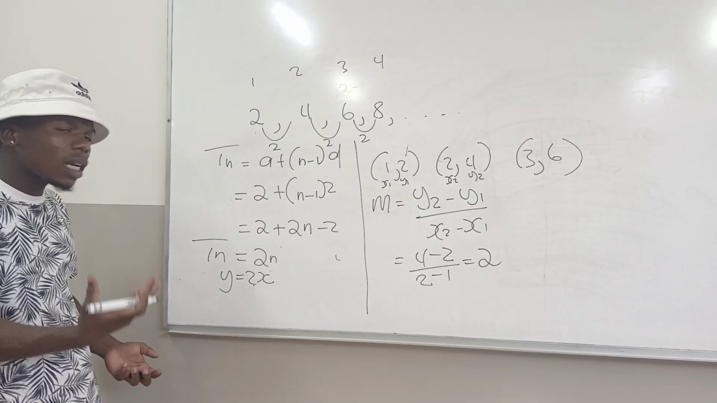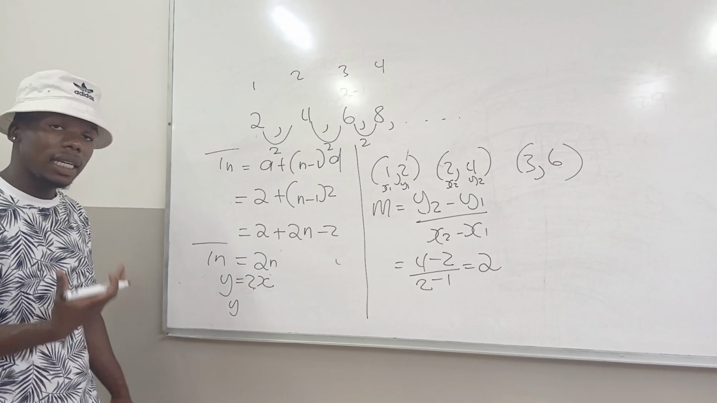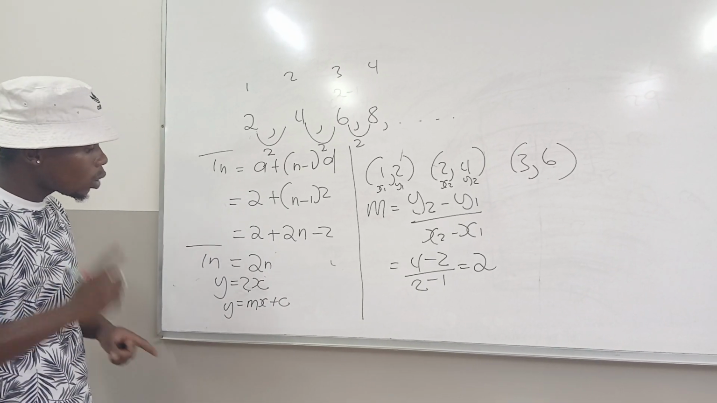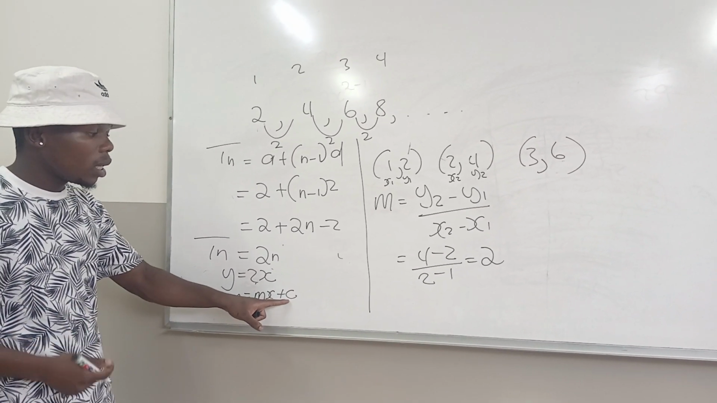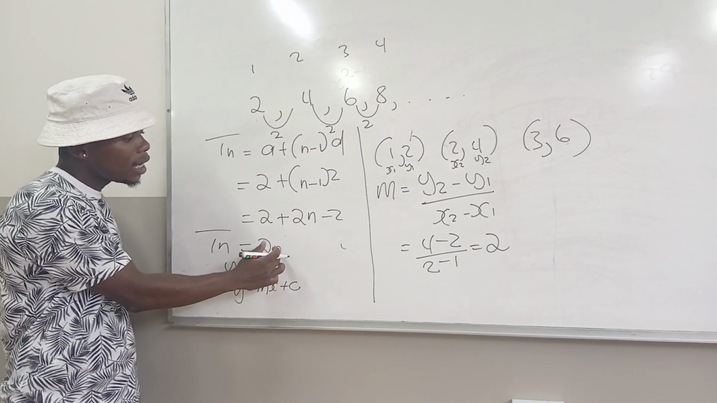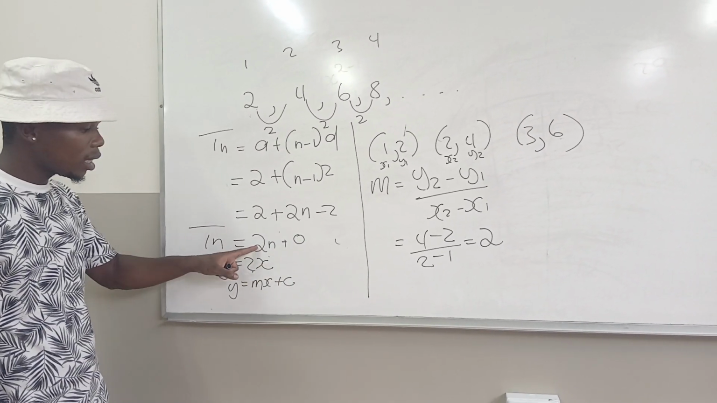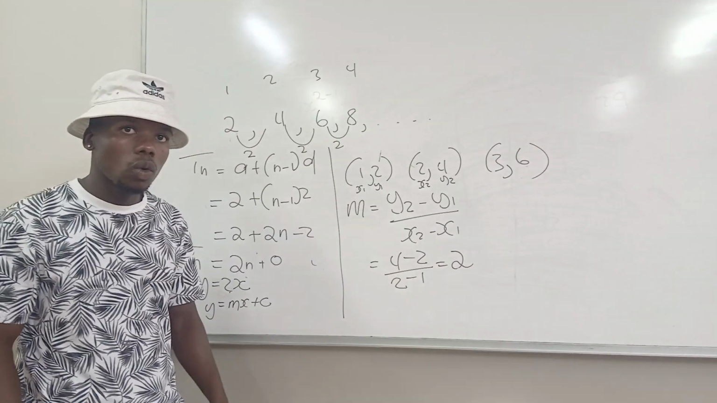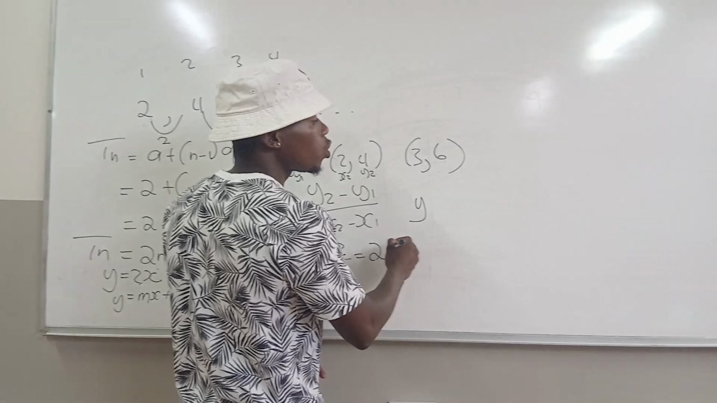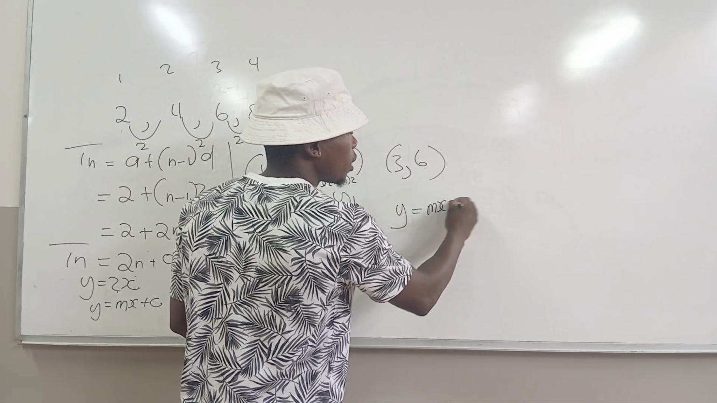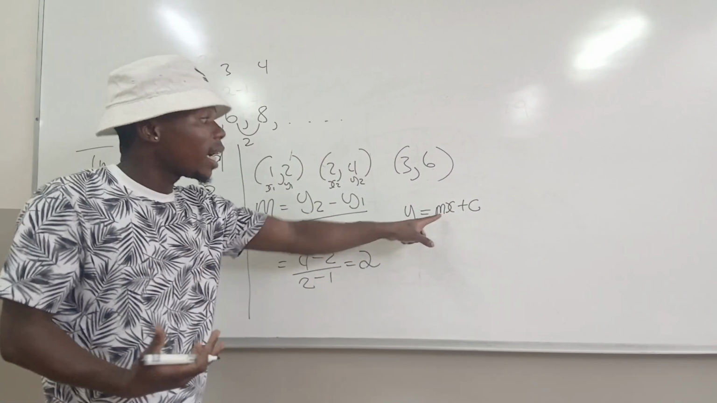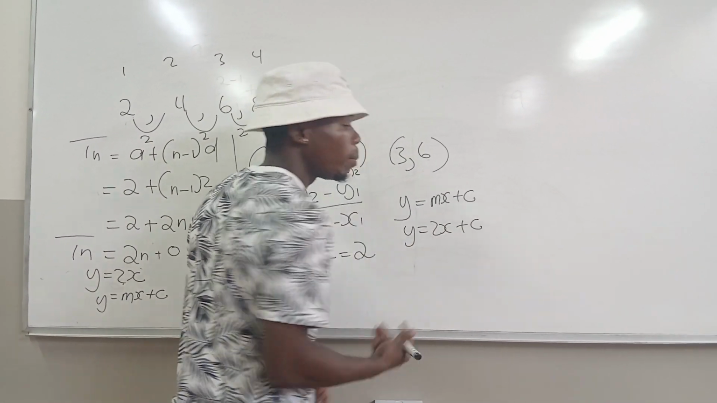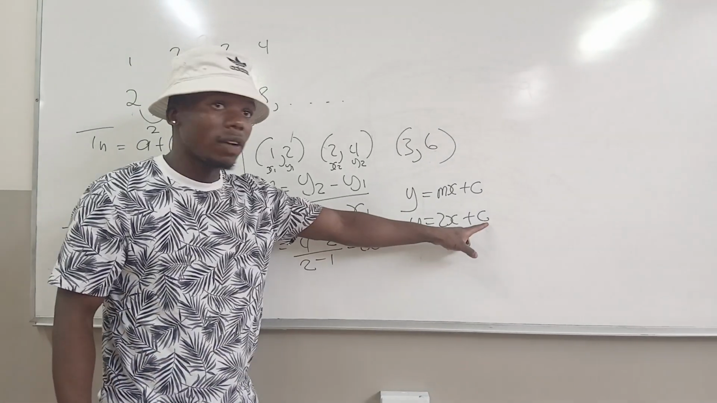Now let's check something. We know that the general form of a linear sequence is y equals mx plus c, where m is my gradient and c is my constant. Basically, in this case, my c is 0 and my gradient is 2. Now let's confirm that. I know my gradient is 2, so I'm going to write my general form, y equals mx plus c. Where I see m, I substitute 2. It means I have y equals 2x plus c. Now I must find my constant.